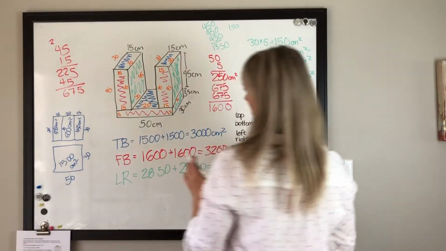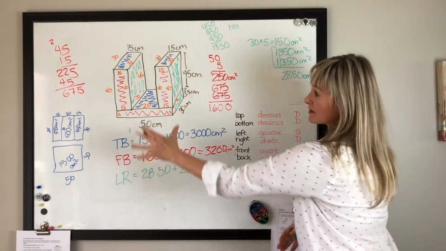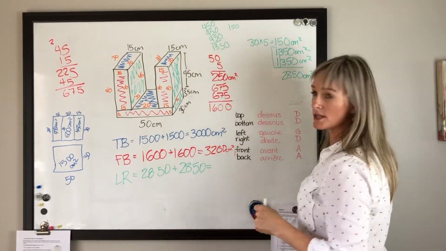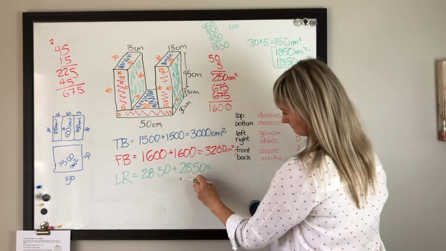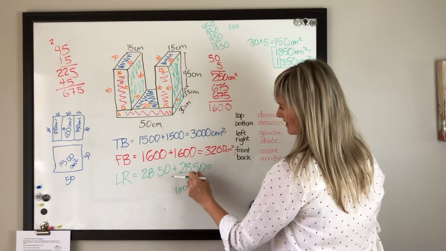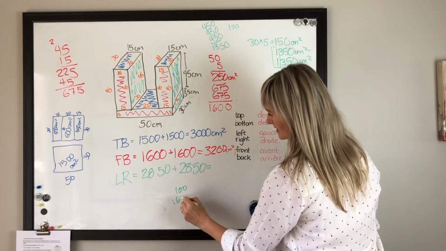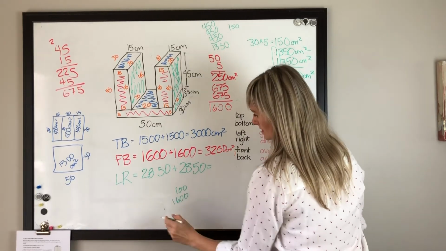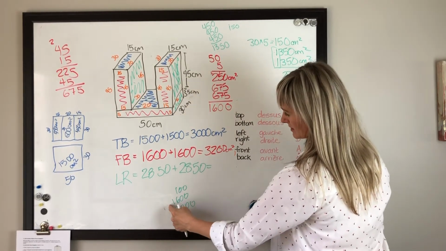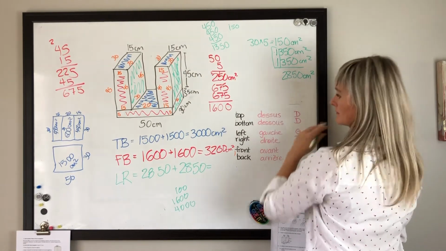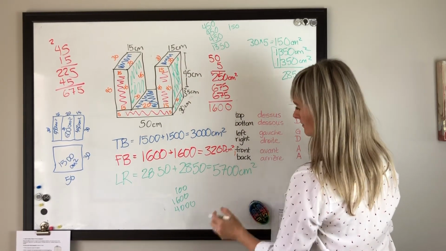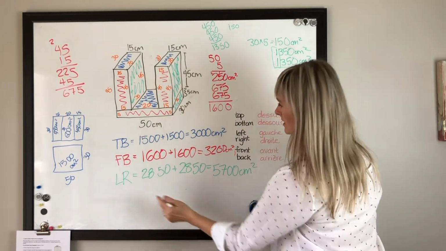Now we have to think to ourselves, is everything colored? Well, everything we can see is colored. Did we double? We sure did. So what would these be? Well, we've got 50 and 50, which is 100. Then we've got 800 and 800, which is 1,600. And then we've got 2,000 and 2,000, which is 4,000. So we've got 4,000, 5,700. Oops, 5,700 centimeters squared.